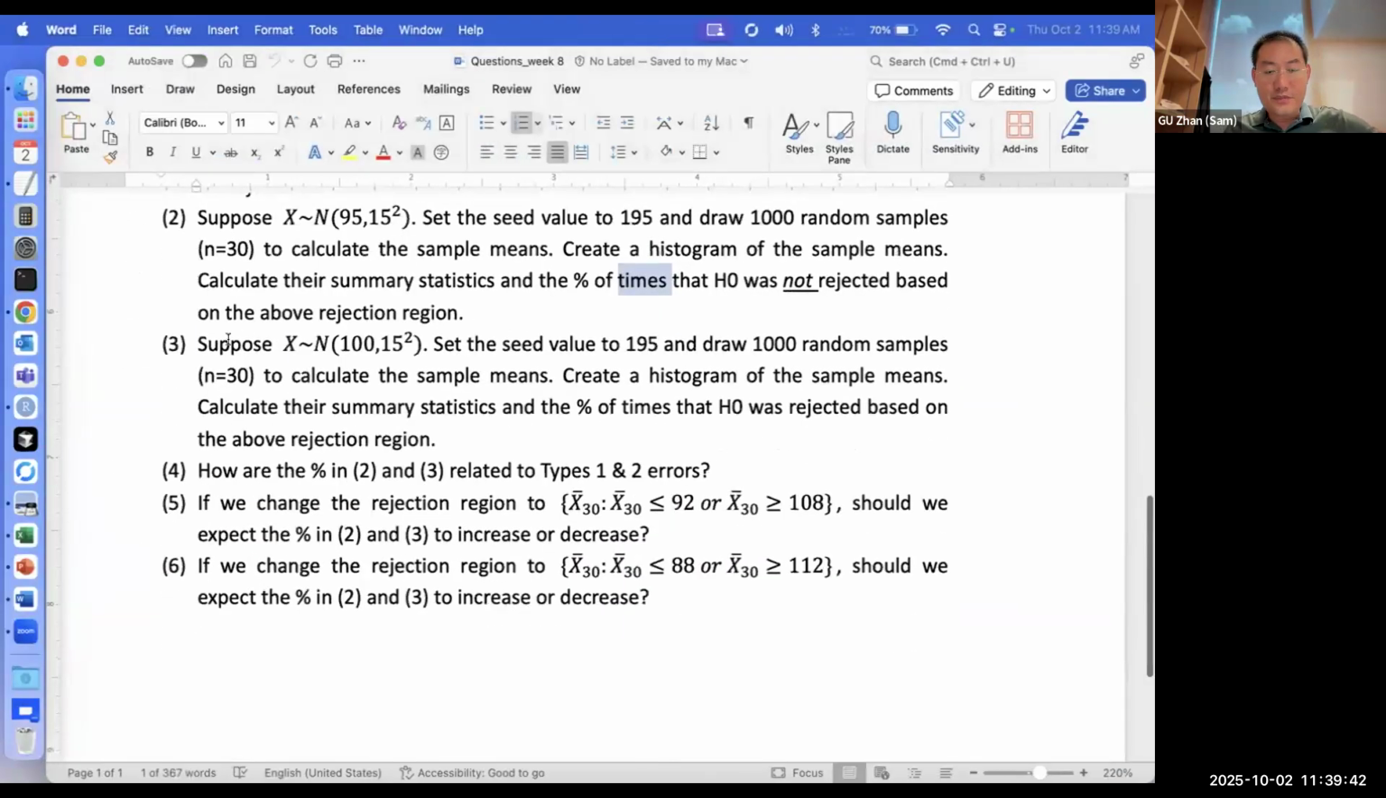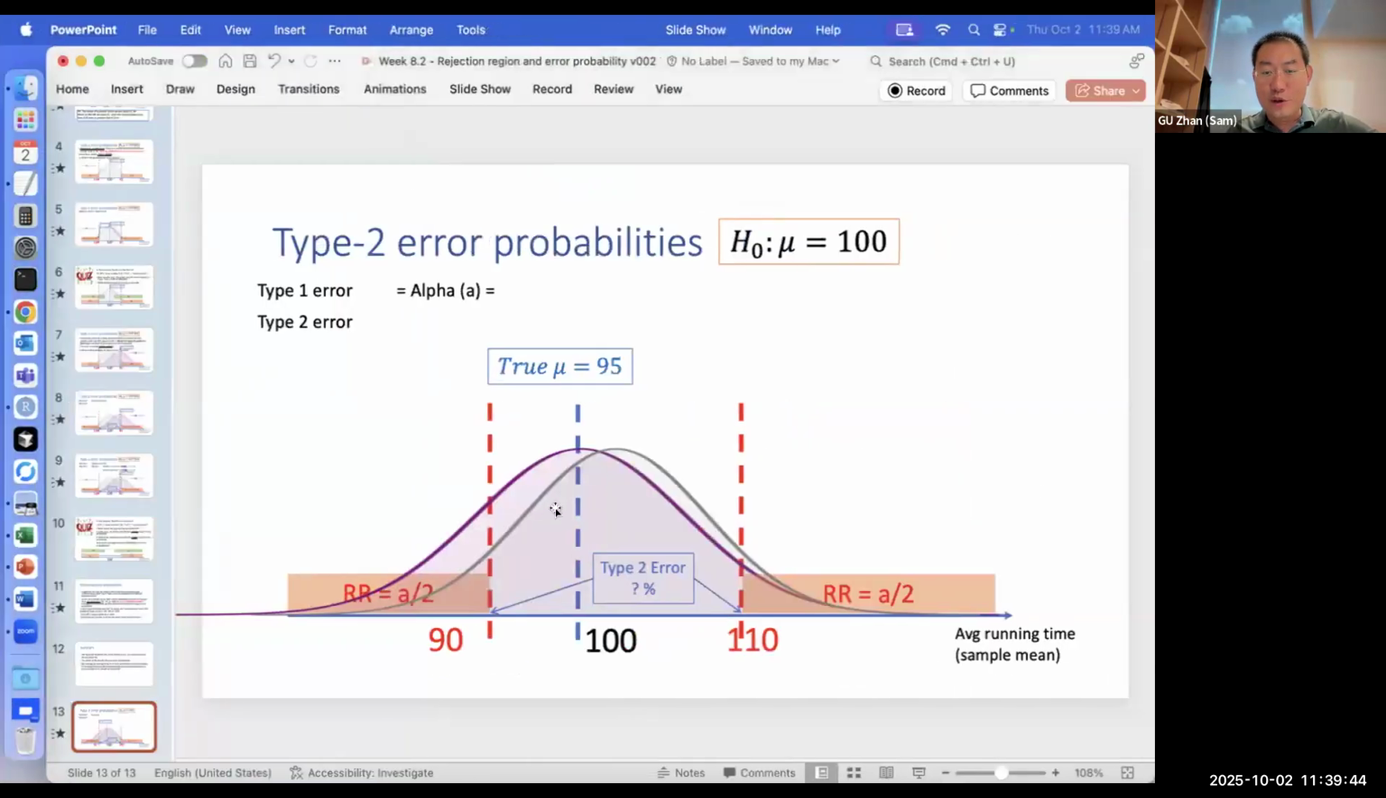3.3. Again, in 3.2, the area here is your type 2 error. The type 2 error is when your true mean is actually different from your H0, but you fail to reject 97% of the time. You fail to reject because we're calculating the purple area, which is the type 2 error. So in 3.2, the percentage is your type 2 error, when you already know your rejection region.